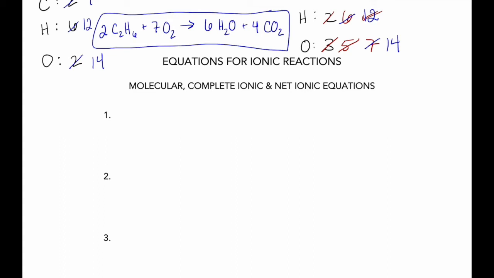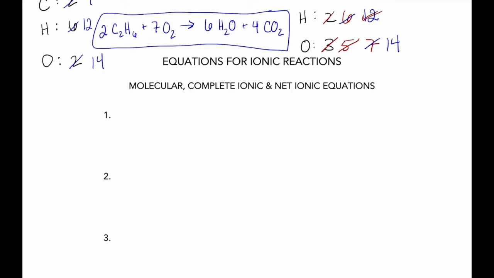Alright, so in this video I just want to talk about a few types of equations, and really it's a few types of ways to write them. We're going to come back to this in the coming videos, but right now I just want to introduce them to you. The three types are molecular equations, complete ionic equations, and net ionic equations.